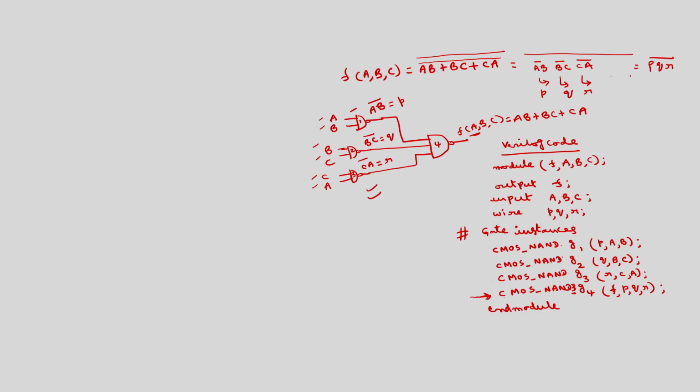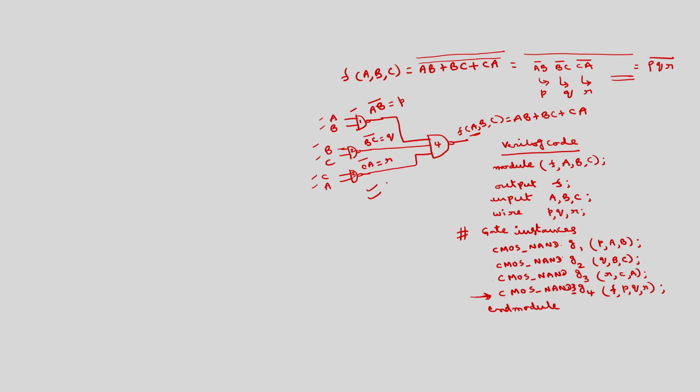In general, to write this implementation in terms of NAND operations, you can draw the 2 level AND OR implementation and then replace all the gates with NAND gates. This is only valid for 2 level implementation.